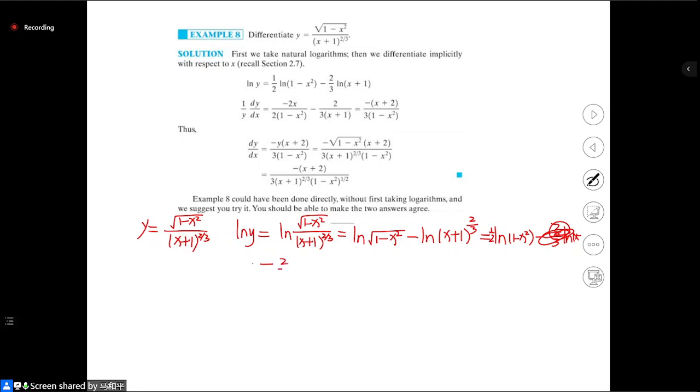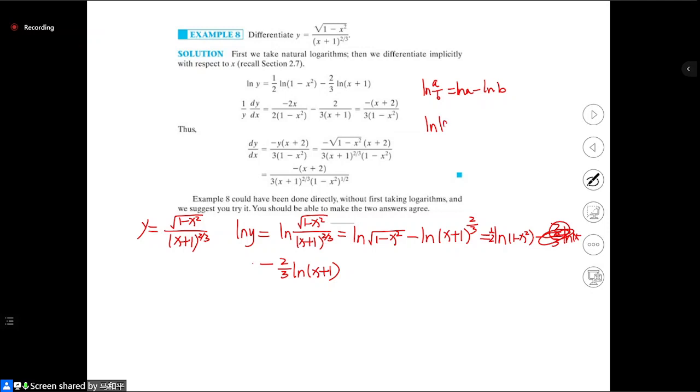Minus 2 over 3 ln(x plus 1). 1 over 2 ln(1 minus x squared), minus 2 over 3 ln(x plus 1). Right? You understand it? Okay. And then we know the rule: ln of a over b is equal to ln a minus ln b.